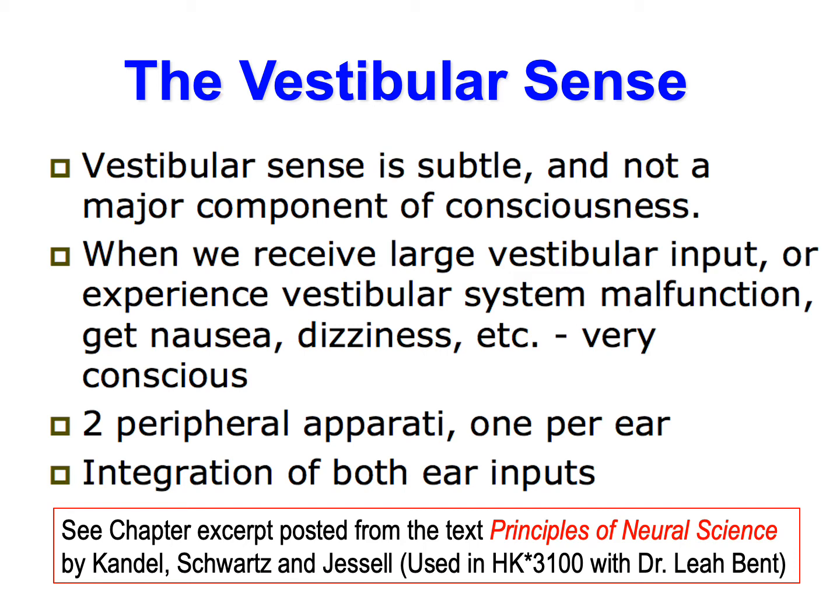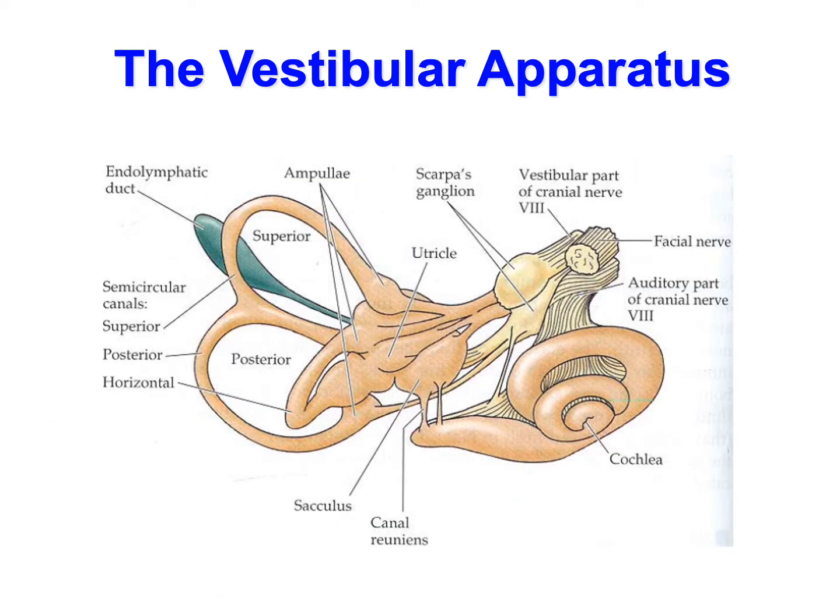For those of you who have taken 3100 with Dr. Bent, these first couple of lecture slides may be a little bit of review, but for those of you who haven't, I just posted online, along with these lecture notes, an excerpt from the text Principles of Neuroscience that talks about some of these components of vestibular information. I thought that might be helpful, so that you've got a good reference source for how the brain might integrate this vestibular information. So I will just do a brief overview.